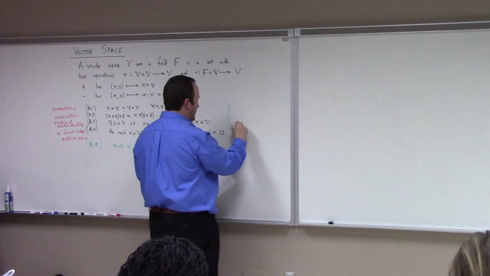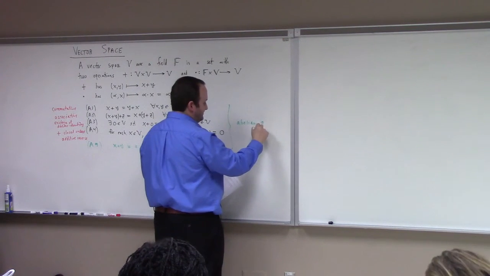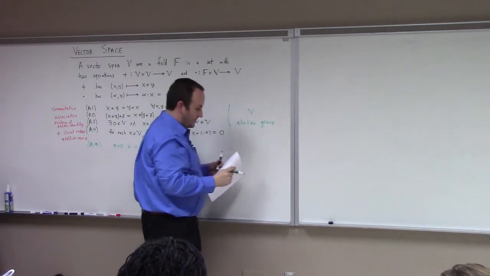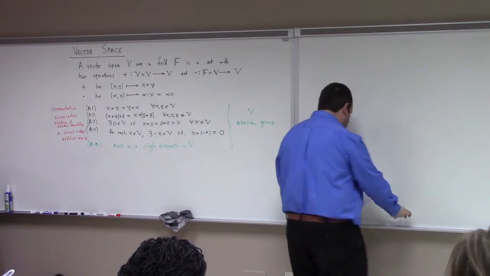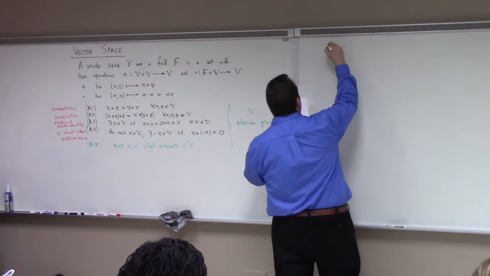It's an abelian group. That's what this gets you. V is an abelian group with respect to addition. But there's more. All right, there's more. So axioms 5, 6, and so forth.